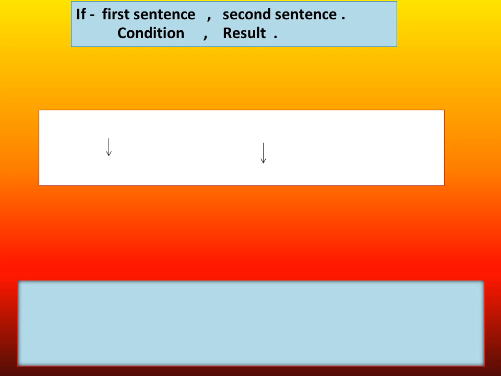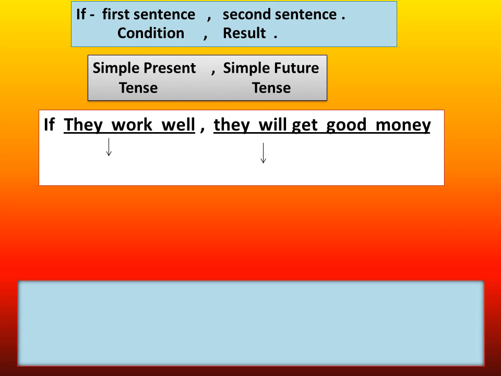Let's start with how to use if. If is a conditional clause. In this sentence, the first sentence is the condition and the second sentence is the result. We have to use simple present tense in the first and simple future tense in the second. Simple present tense shows the condition and simple future tense shows the result. We see one example. If they work well, they will get good money.